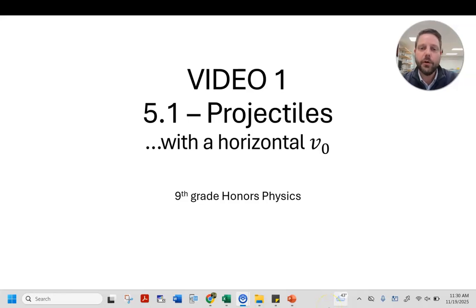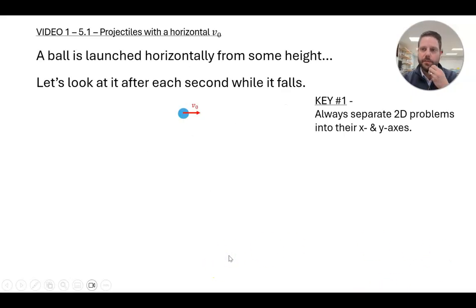We're going to be going over projectiles with a horizontal initial velocity. So in this case, what we're looking at, for example, is if I were to take an object and just push it straight out horizontally, like a ball that's launched horizontally from some height. If we take a snapshot of this ball at each second that it's falling, it's going to follow this nice parabolic trajectory. So the path of it would follow a parabola.